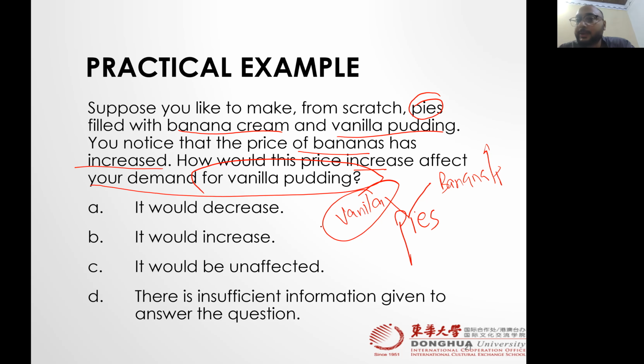So I heard the answer. Which one? D. D, right? Yes. Anyone else? So this question belongs to price of related goods. Recall that one. Your main product is to make pies. In the chat section, I got answer D also. Okay.